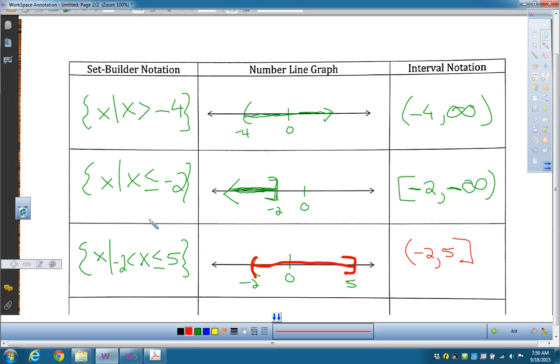How about 5? Is 5 included? Yes. Okay, how about 6? No. Okay. How about 0? Yes, because 0 is between -2 and 5. Okay? I think that's all I'm going to talk about for that.